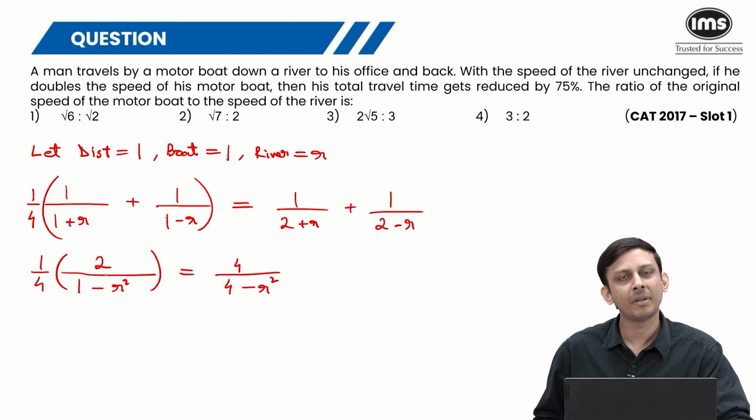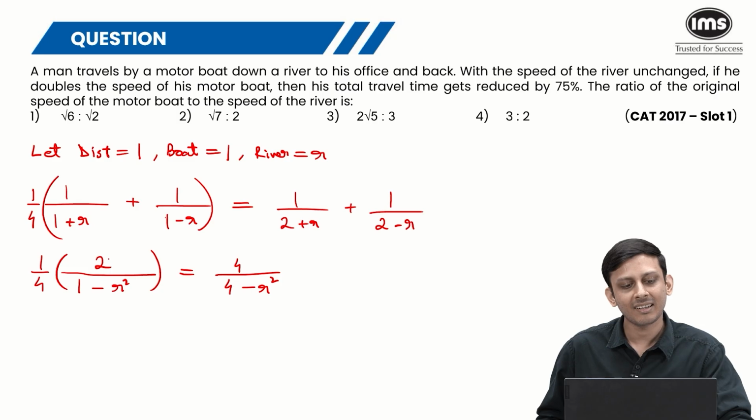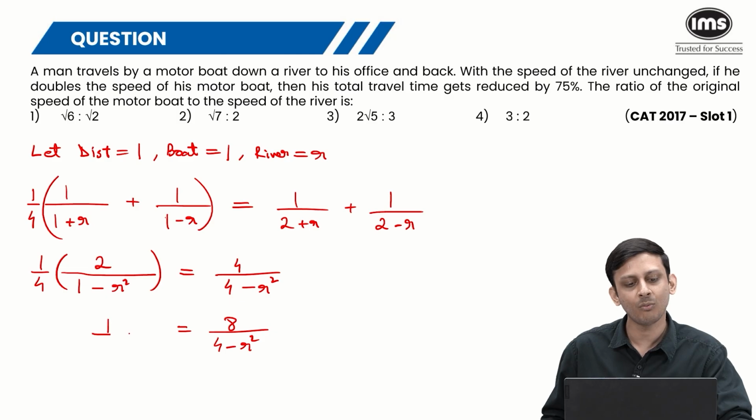So if we simplify this, here 2 and 4 will cancel off. We'll get 2 in the denominator. That will be multiplied with 4 here. So 2 into 4 will be 8. So 8 by 4 minus r square. And here we'll be getting 1 by 1 minus r square.